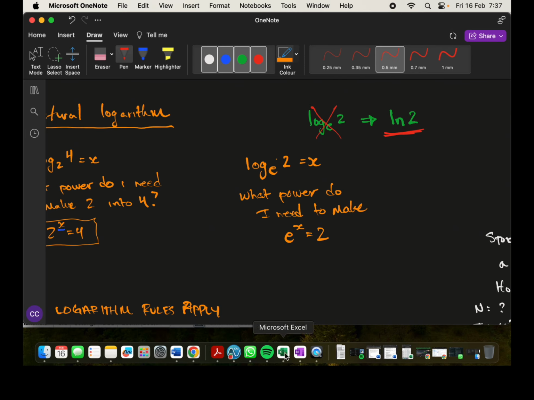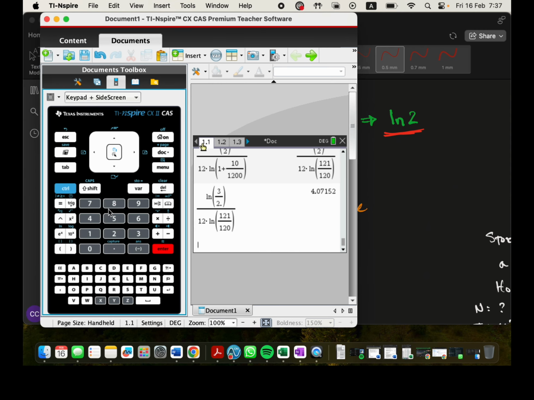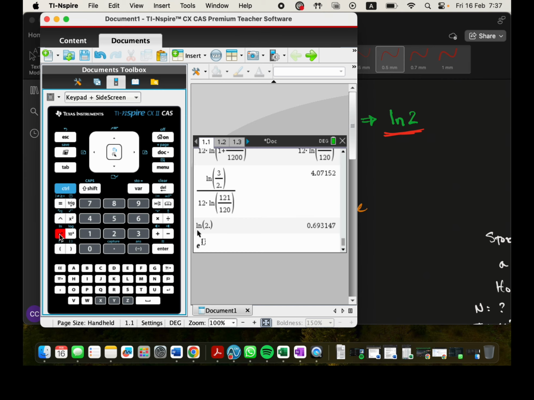And just so we can see that, if I take my calculator and I press control and go to the e to the x, you can see that's where my ln is. And the natural log of 2 is that. And what that means is if I take e and I raise it to that power, I'll get 2. That's all that the natural log is doing for us.